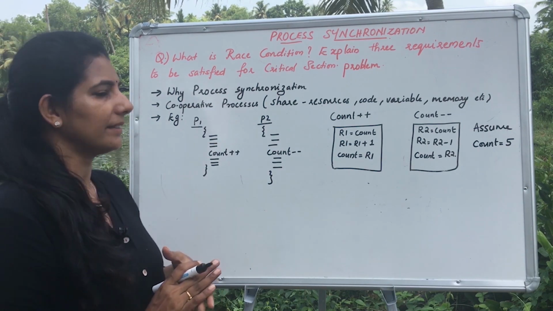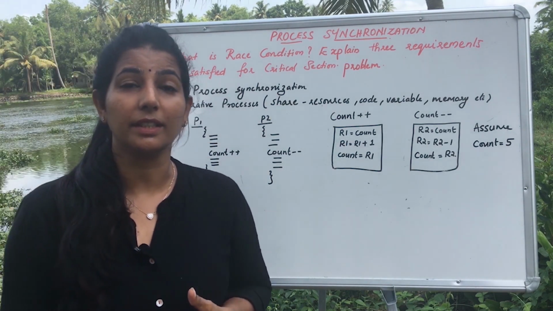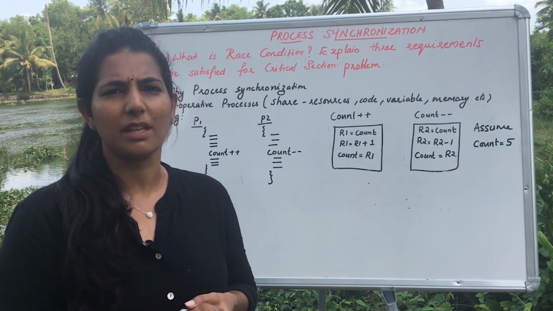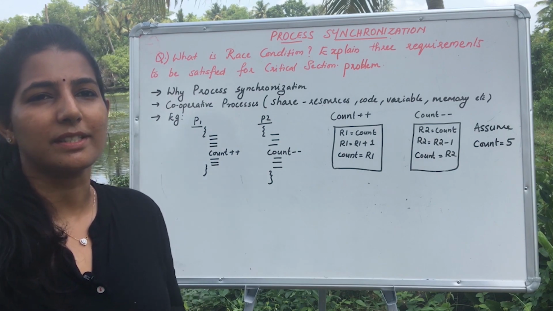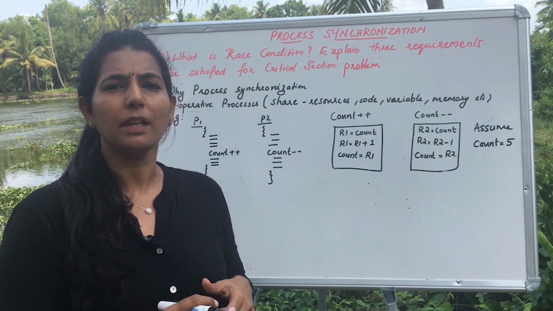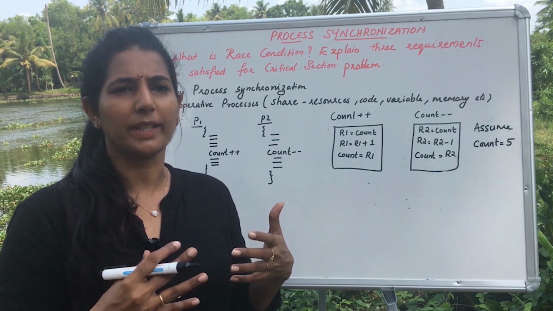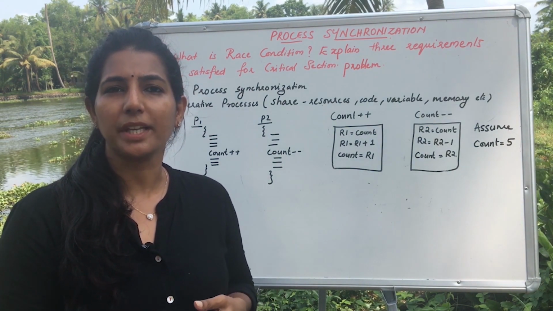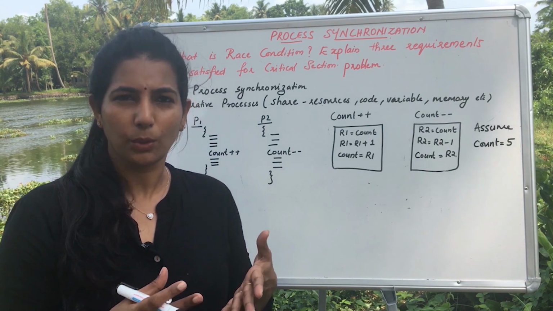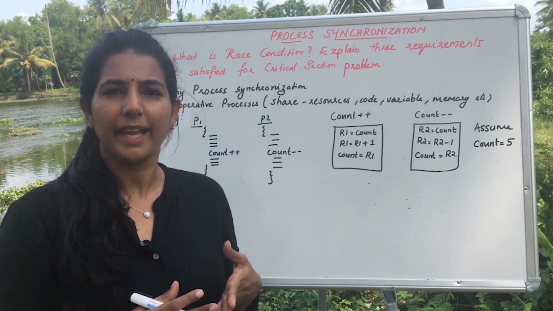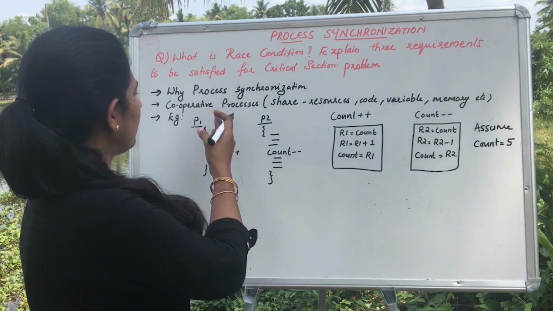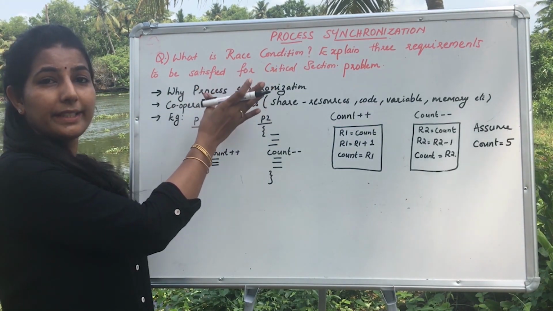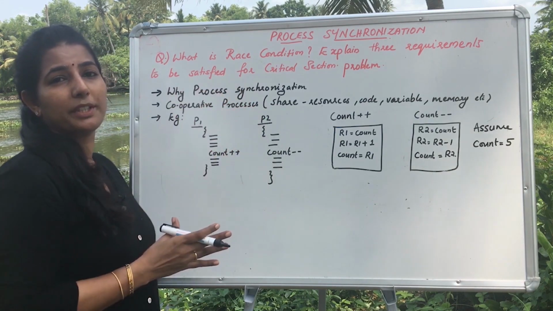We have already studied that processes are of two types, the cooperative process and the independent process. What is the meaning of cooperative process? A cooperative process is one where two or more processes, when they are executing, are sharing something. What can they share? Either resources, code segments, variables, etc. So process synchronization is usually needed only when we are dealing with cooperative processes.